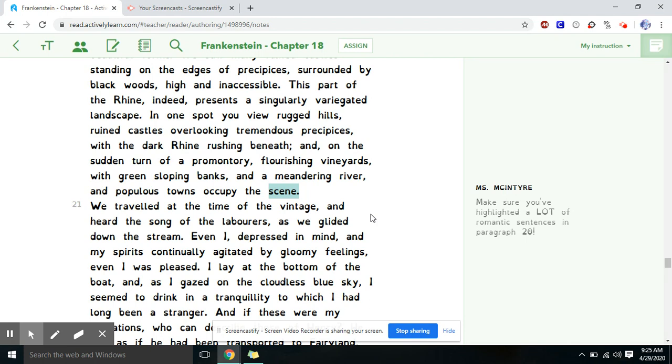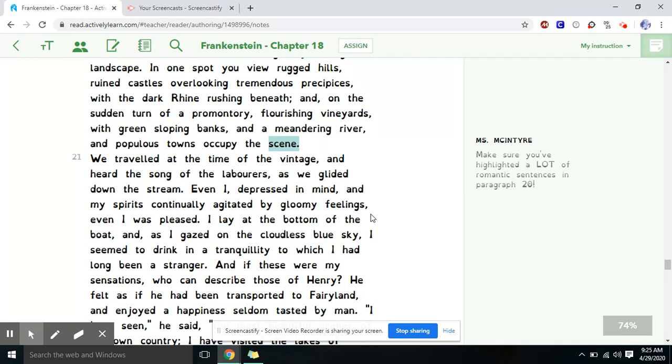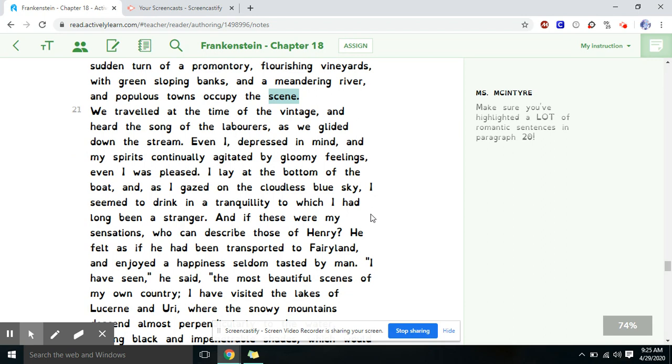Even I, depressed in my mind and my spirits continually agitated by gloomy feelings, even I was pleased. I lay at the bottom of the boat, and as I gazed on the cloudless blue sky, I seemed to drink in tranquility to which I had long been a stranger. And if these were my sensations, who can describe those of Henry? He felt as if he had been transported to fairyland and enjoyed a happiness seldom tasted by man.